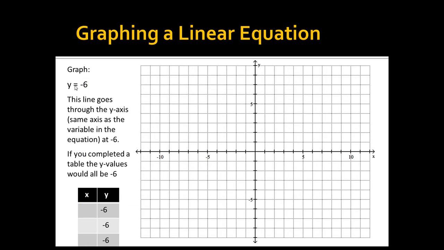Alright, so if we have y equals negative 6, let's take a look at this one. We know that that is a line through the y-axis, because remember my variable is y, so it's going through the y-axis at negative 6. So on my graph, I come down here and I put a point on the y-axis at negative 6. But remember, I'm not done yet. So if I go over and I just pick a point anywhere and I put another point at negative 6, and let's go over here and put one more. And then I want to draw my line.